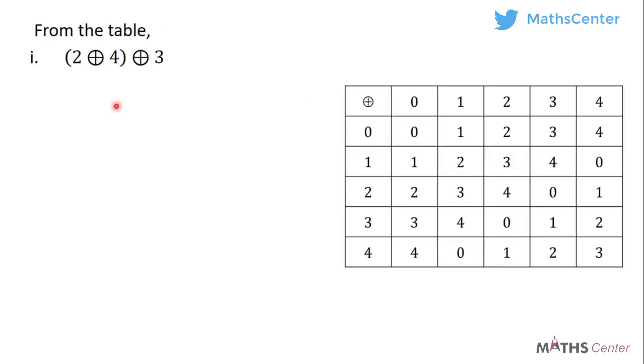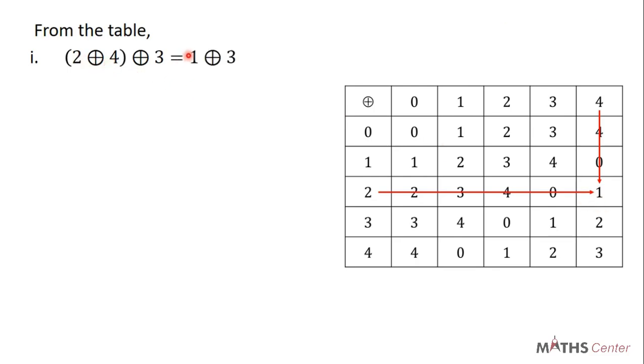The B part of the question said that we should use our table to evaluate I, (2 + 4) + 3. When you're given a question like this, you will begin with the one in the bracket. So first, you will have to find 2 plus 4. So you read 2 plus 4 from the table. You trace 2 and 4 and you will see that they will meet in this cell. This means that from the table, 2 plus 4 is equal to 1.